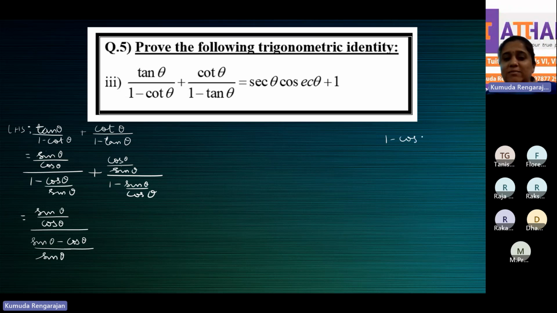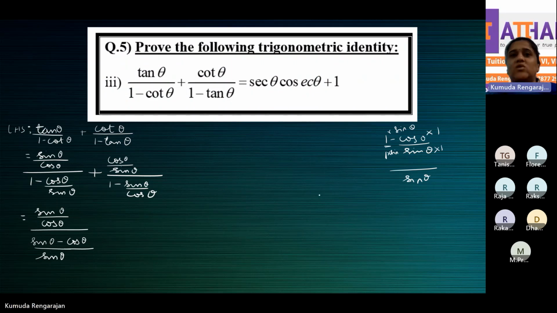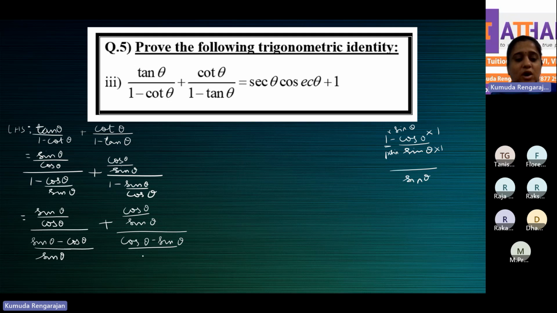1 minus cos theta by sine theta. The common denominator is sine theta. Here it is 1, but you need to get sine theta, so multiply by sine theta. Multiply here also by sine theta. Here you already have sine theta, so you multiply by 1. So it is (sine theta minus cos theta) by sine theta plus cos theta by sine theta, divided by cos theta minus sine theta divided by cos theta. This is how it looks after taking the common denominator.